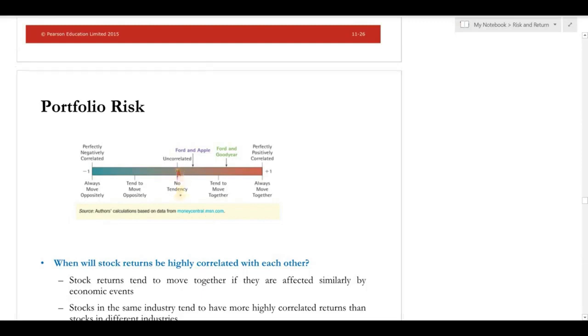If you see this part, zero means there is no tendency; they don't move, and we cannot predict any movement. Positive means they tend to move together. If it is less than plus 1, they tend to move together. If it is negative but greater than negative 1, then they tend to move oppositely. If it is positive 1, they always move together in the same direction, right? But if it is negative, then they move in the opposite direction.